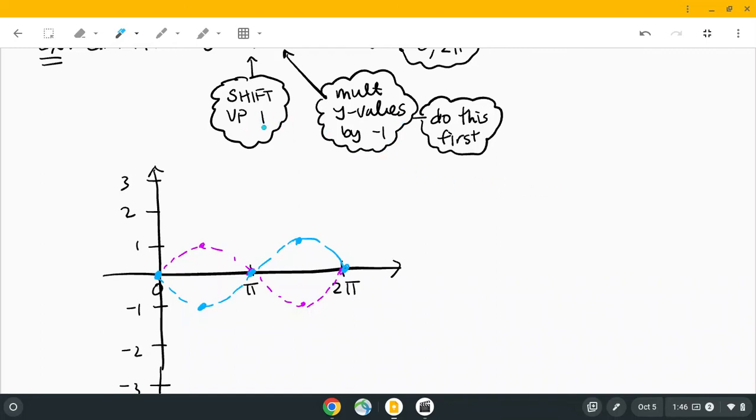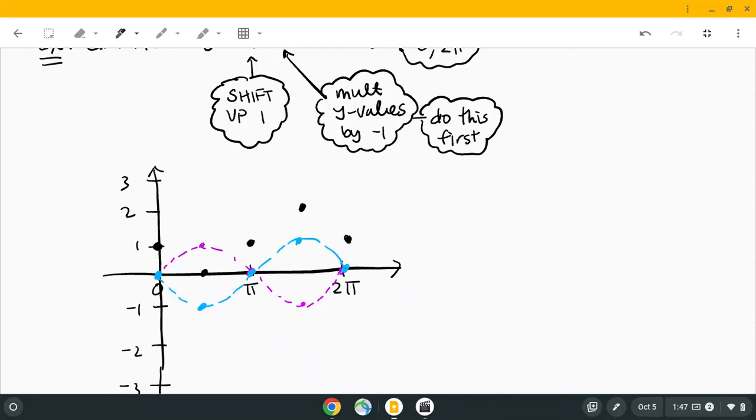Okay, so now we're going to shift my blue wave up 1. So that's going to be my final move. So I'll do it in black. All right, so we're going to shift these blue points up 1. So here we're going to go up 1. Here we're going to go up 1. Here we go up 1. Here we go up 1. And here we go up 1.